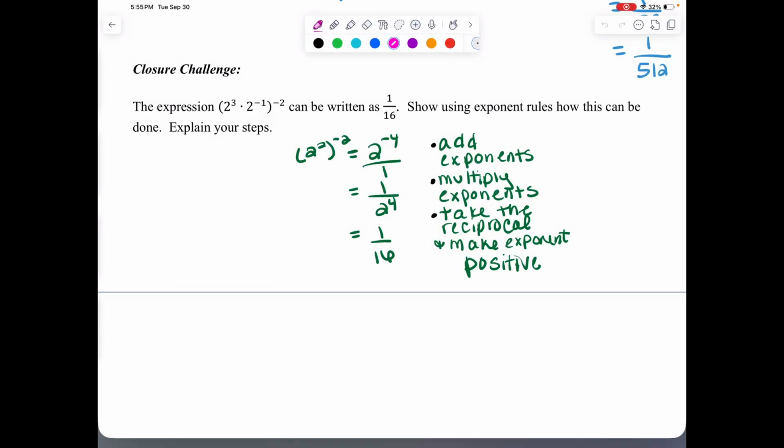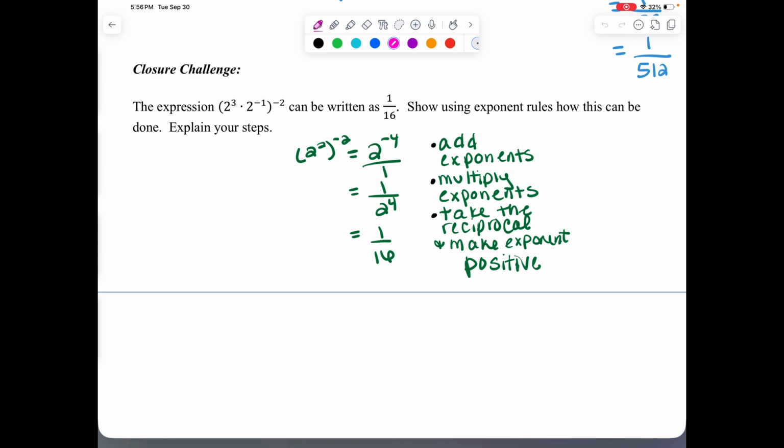So now let's go over the closure challenge. Looking at that expression, I'm going to complete what's in parentheses first. Multiplication is inside the parentheses, so 2 to the third times 2 to the negative 1. I would want to keep my base of 2 and add my exponents. 3 plus a negative 1 would give me 2 squared, as you can see here. That still has to be raised to the negative 2 on the outside.